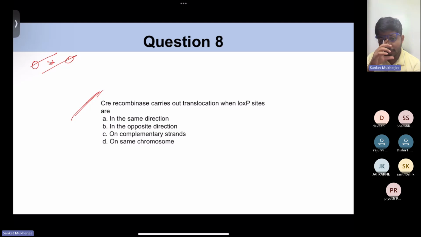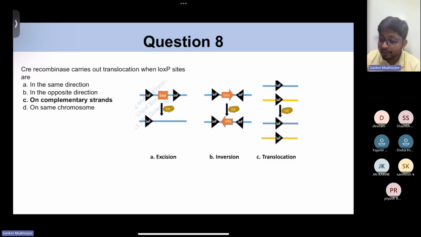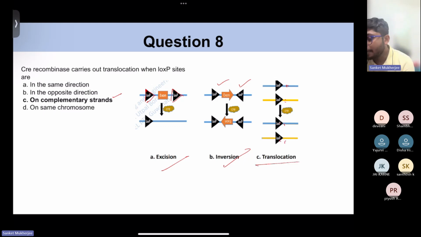They are on the complementary strands. Whenever LoxP sites are in the same direction and on the same chromosome, and Cre recombinase is introduced, it causes excision. Whenever they are in opposite directions, it causes inversion. When they are on complementary strands, on two different strands, that causes translocation. So this is already present in the lecture.